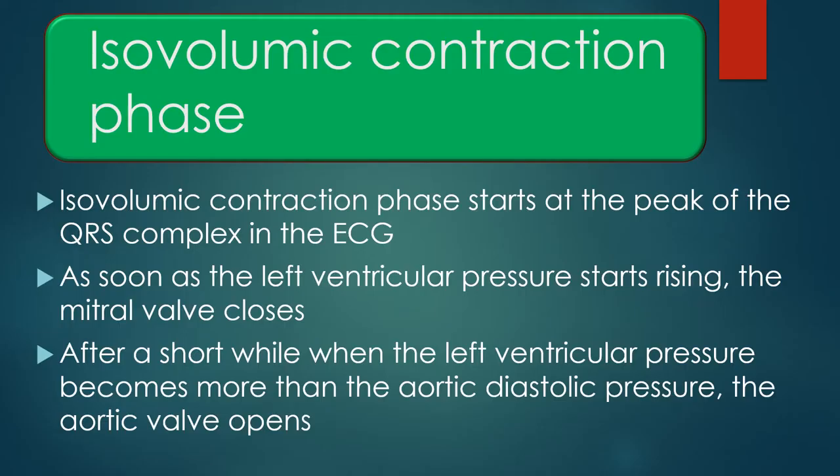Isovolumic contraction phase. Isovolumic contraction phase starts at the peak of the QRS complex in the ECG. As soon as the left ventricular pressure starts rising, the mitral valve closes. After a short while, when the left ventricular pressure becomes more than that of the aortic diastolic pressure, the aortic valve opens.